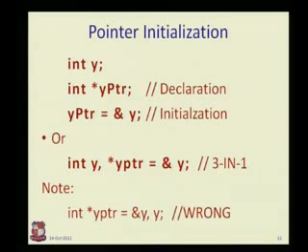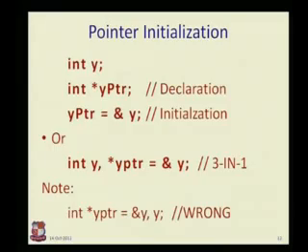Okay, so in one line, how can I do all the 3 lines? That is shown next. Integer y comma star yptr is equal to ampersand y. This is a 3-in-1 kind of statement. So what is this doing? This is declaring integer y, initializing it, and giving its address to the yptr. So all these 3 lines are combined in this one line.